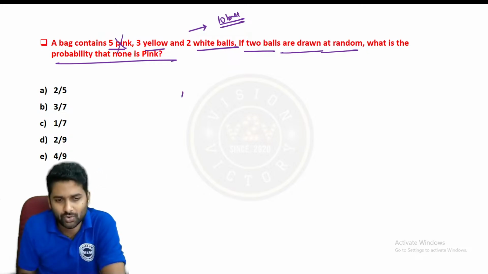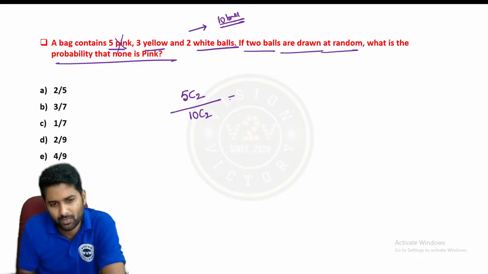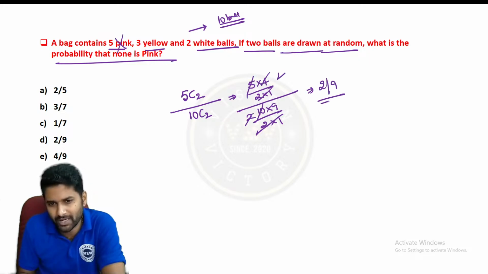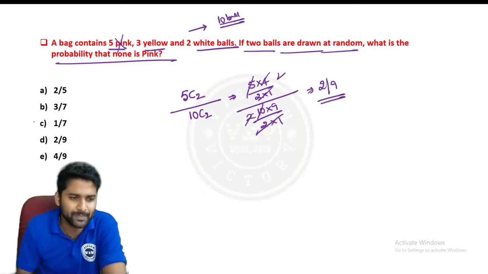So we cannot take anything from the pink balls. That's why, in total possibility, we need 2 balls out of 5 favorable, and 2 balls out of 10 total. So what is the probability here? 5C2, you already know the calculation: 5 into 4 divided by 2 into 1. 10C2 is 10 into 9 divided by 2 into 1. So the probability to get 2 balls with none pink is 2 by 9.